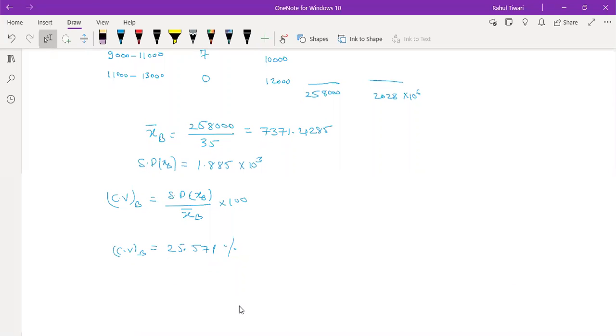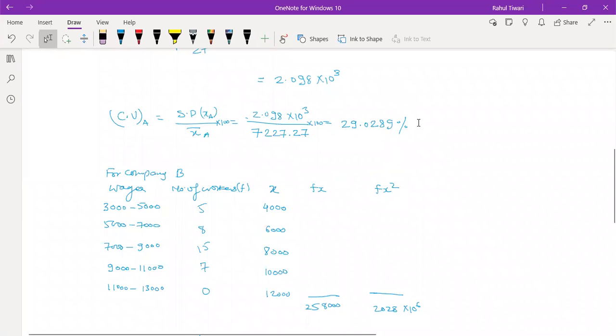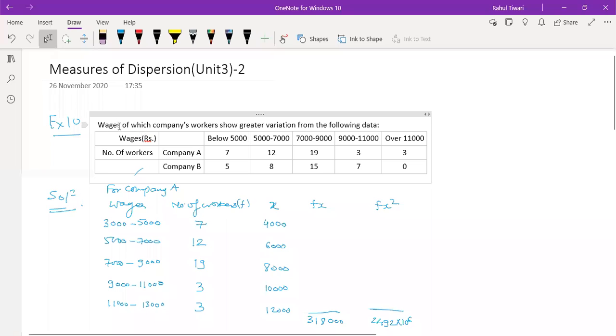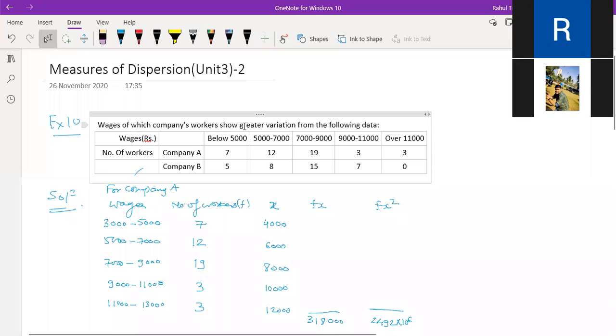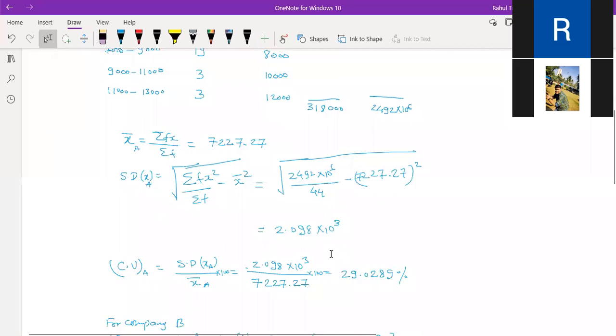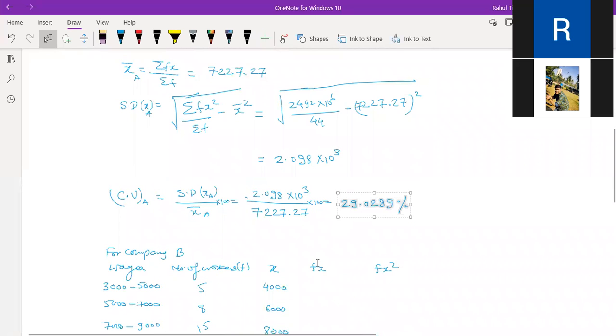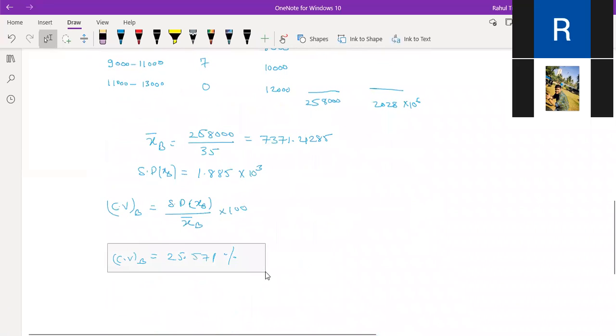So what is the conclusion? That is the meaning. If you look at the coefficient of variation for B, here there is 25% variation, whereas here we have 29% variation. The question is: wages of which company show greater variation? Are you getting my point? So greater variation is shown by company A, whereas company B has lesser variation. That means I can conclude that company B will be better.